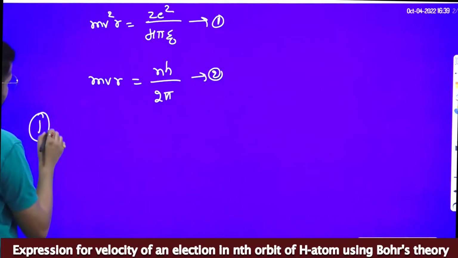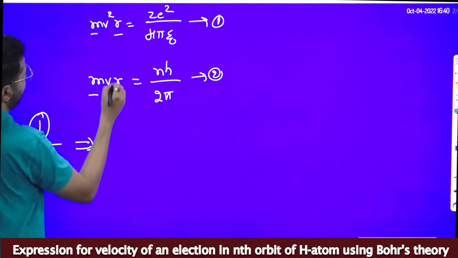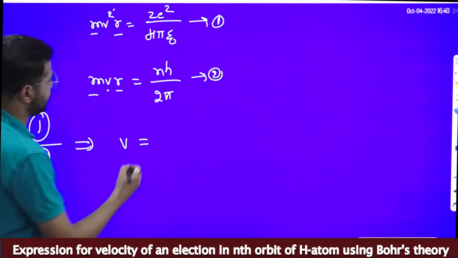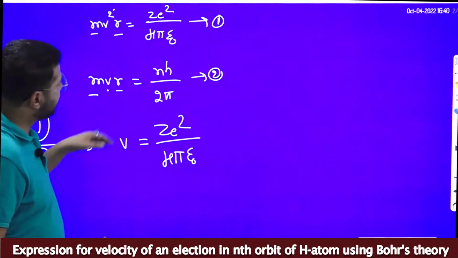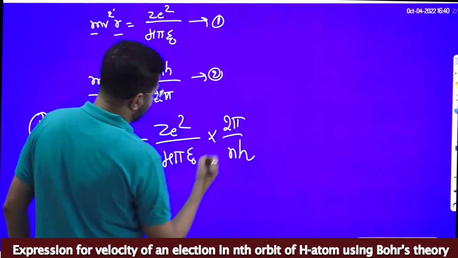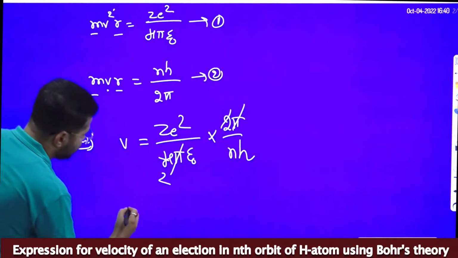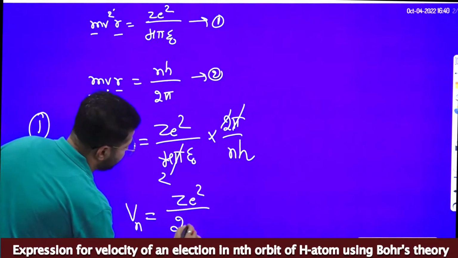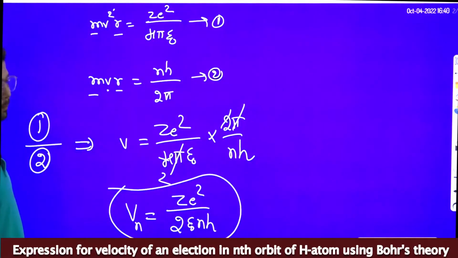If I perform equation number 1 divided by equation number 2, then what happens? This m and m get cancelled, r and r get cancelled, one v gets cancelled, and I get an equation for v: v is equal to Z e square divided by 4 pi epsilon naught divided by n h by 2 pi, or multiplied by 2 pi by n h. This pi and pi get cancelled, 2 goes twice. So, velocity of the electron in the nth orbit is equal to Z e square divided by 2 epsilon naught n h.